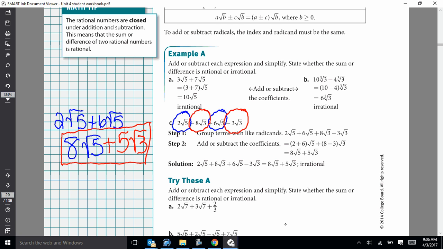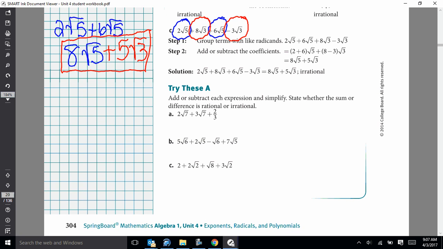All right, so let's look at A. We have 2 square root of 7 plus 3 square root of 7 plus 2/3. So the first thing that we need to do is we know we're adding irrational numbers, right? Remember, irrational numbers are, if somebody's acting irrational, how are they behaving?